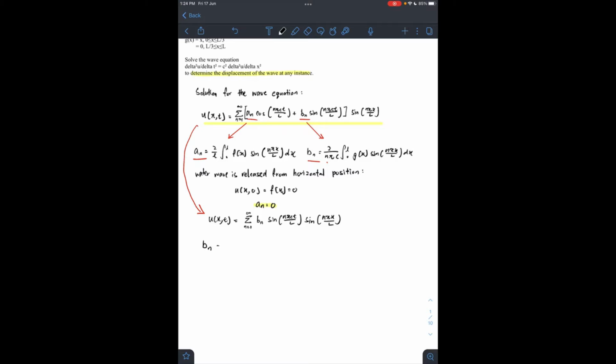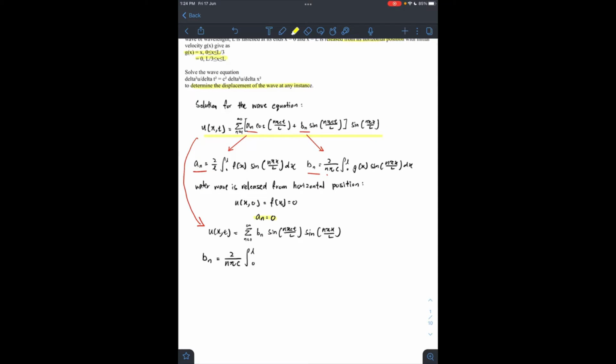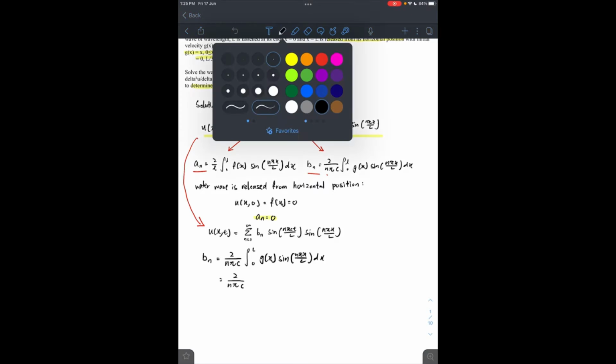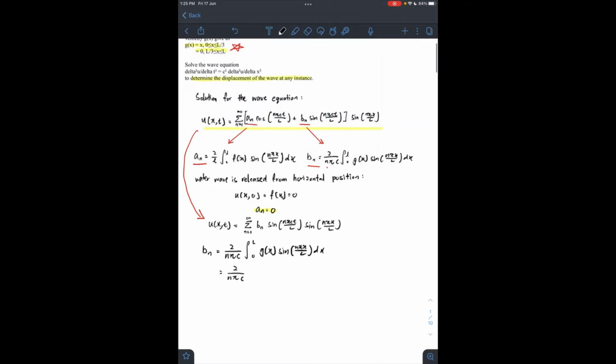So bn is equal to 2 over n pi c, integral from 0 to L, and the g(x) is here. Let me change the L. It becomes g(x) sine n pi x over L dx. And then we continue, and from this part, the g(x) actually, the range can be separated. So how to separate it?